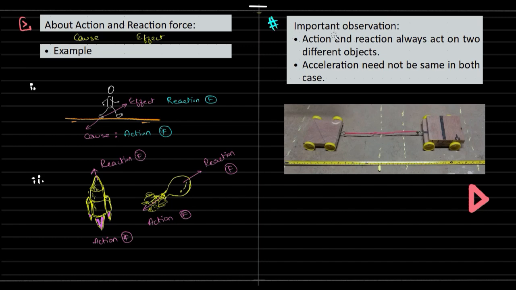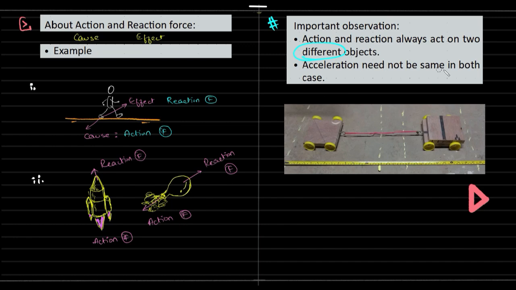There is an important observation that we need to keep in mind. Action and reaction forces are always acting on different objects. Please understand, here the action force was on the floor and the reaction force was on the person. Here the action force was on the gas and the reaction force was on the rocket. Here the action force was on the gas, and the reaction force was on the balloon. So they are on different objects.